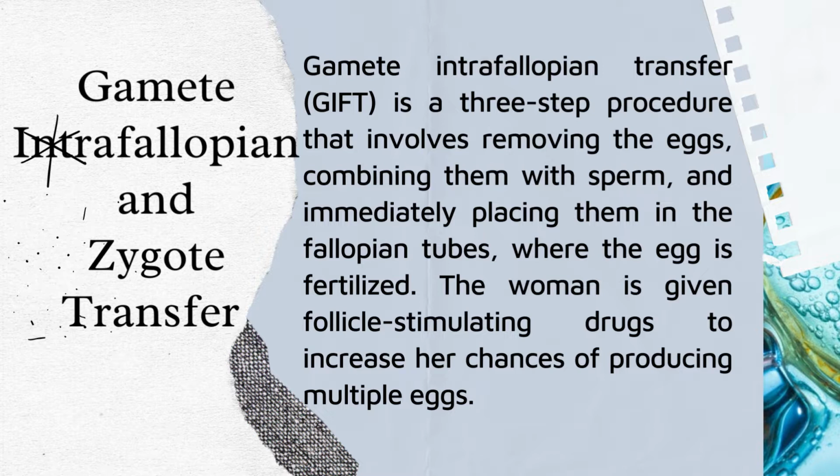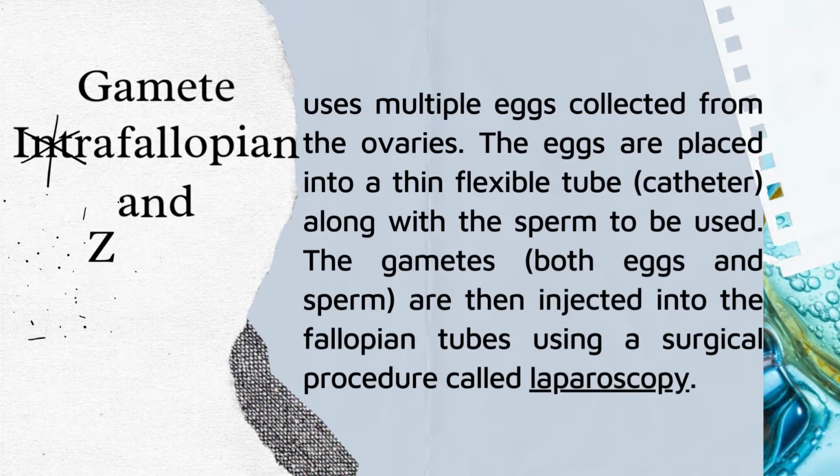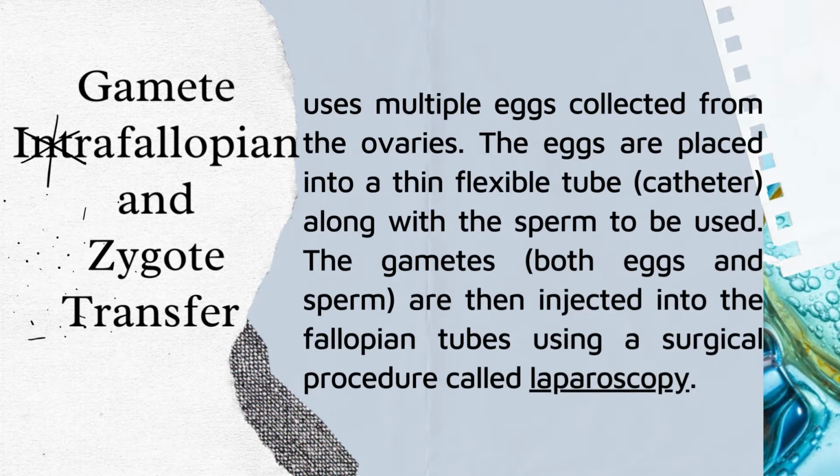The woman is given follicle-stimulating drugs to increase her chances of producing multiple eggs. It uses multiple eggs collected from the ovaries. The eggs are placed into a thin flexible tube, a catheter, along with the sperm to be used. The gametes, both eggs and sperm, are then injected into the fallopian tubes using a surgical procedure called laparoscopy.